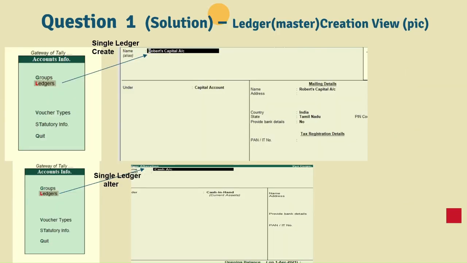Now see here, you have to click the accounts information and under groups you have to choose the ledger, and under ledger, single ledger you have to take and type Roberts Capital here under the heading capital account, and already cash is there. So in the ledger you can alter, like cash account under cash in hand heading.